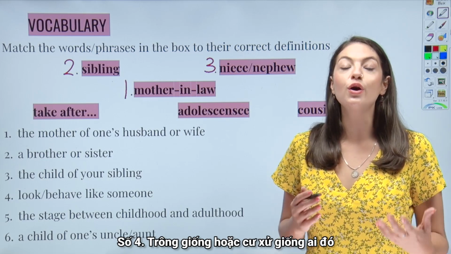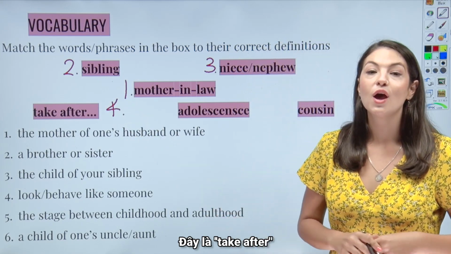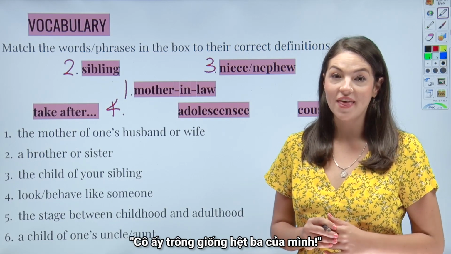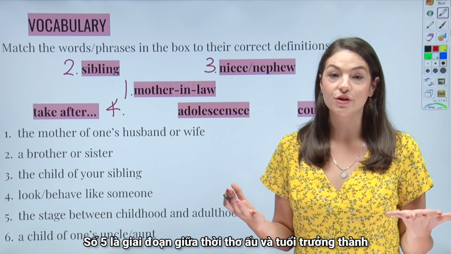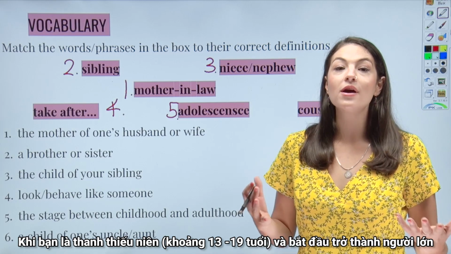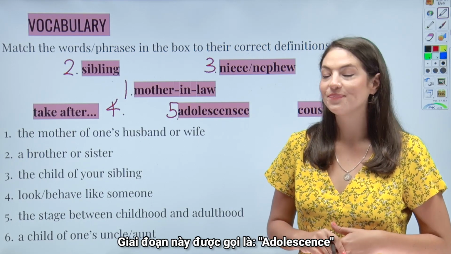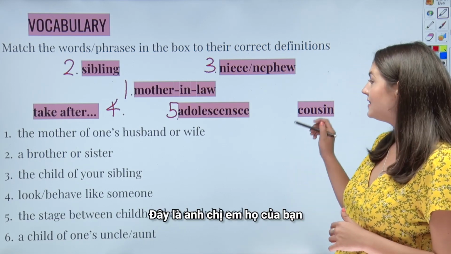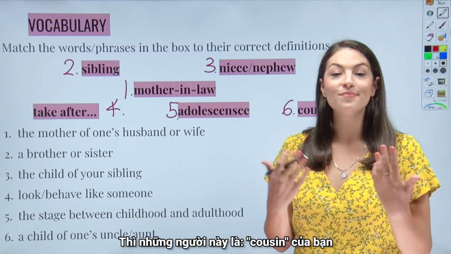Number 4, to look or behave like someone. This is take after. So, if you look like your father, people may say, she takes after her father. Number 5 is the stage between childhood and adulthood. This is called adolescence. So, when you are a teenager and starting to become an adult, this period is called adolescence. And number 6, the child of one's aunt or uncle. This is your cousin. So if your aunt or uncle has a child, they are your cousin.